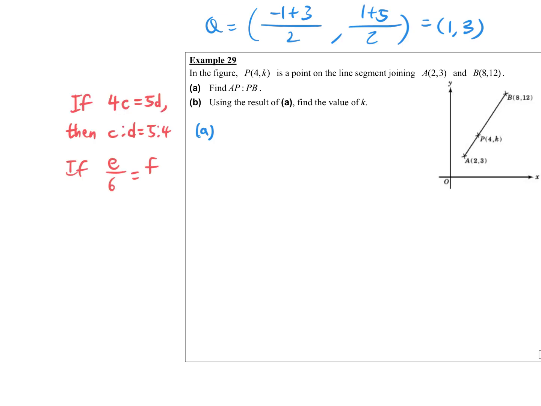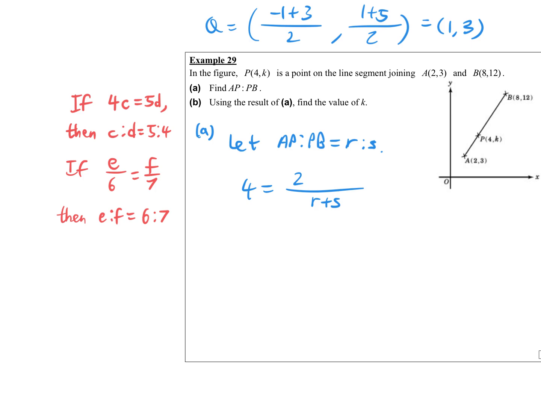If E over 6 equals F over 7, then E to F is? 6 over 6 is 6 over 7. Yep. So if you know both of these, then I will use the method of letting AP to PB be R to S so that you can easily group terms. Okay, if you let AP to PB be R to S, since the x coordinates are fully known, it would be slightly easier for you to work on the x coordinates directly. And the x coordinate is the average, which means 2S plus 8R, because R to S multiplied this way, divided by R plus S would be 4.